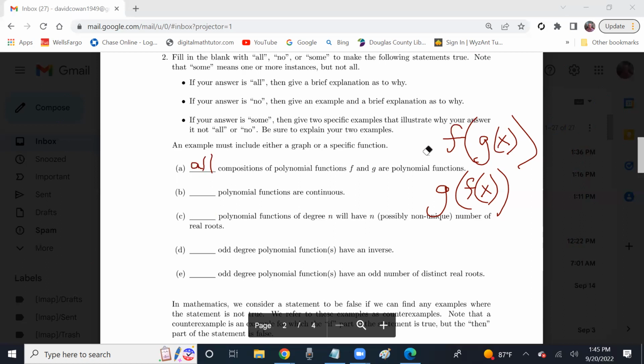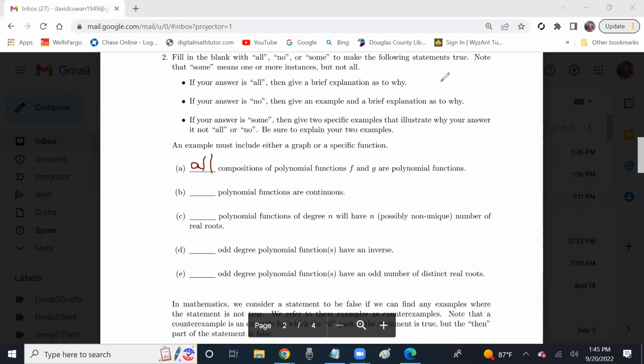My explanation would be I tried a bunch of different combinations and all of them resulted in polynomial functions. Okay, perfect. Well, I don't know if that is or not, but it's not an easy thing to explain. Polynomial functions are continuous. Is that true or false? True. And it's definitely true for some.